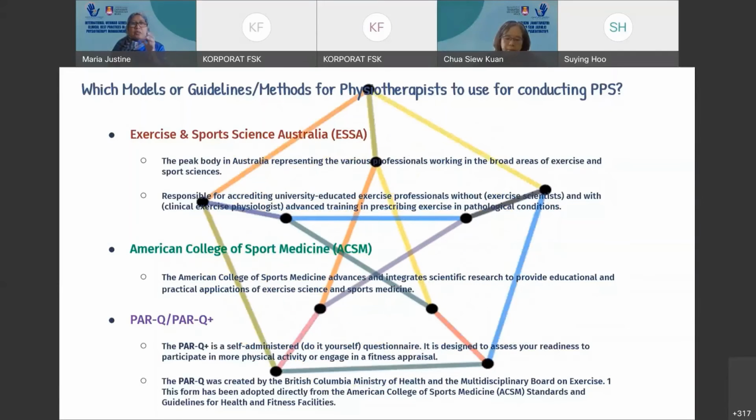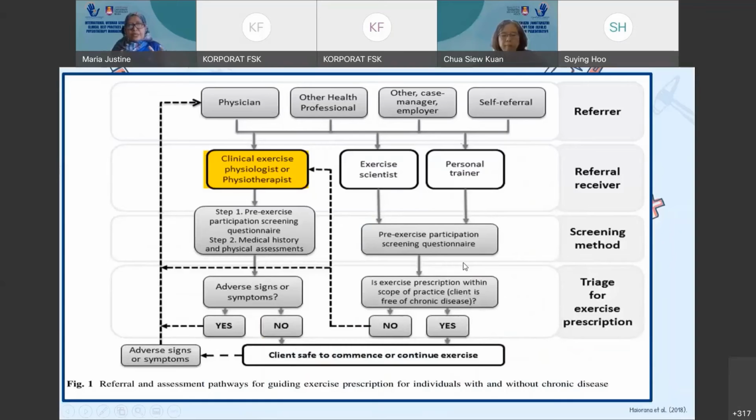However, before that, I would like to bring you back to the recommendation by ESSA. Remember, ESSA is Exercise and Sports Science Australia. This is how it works in Australia. Clients can be referred by anybody. You can refer yourself to go and see the personal trainer, the exercise scientist, the physiotherapist, or the clinical exercise physiologist. The physician, other health professionals, case manager, or your employer can also refer you to see the physiotherapist.